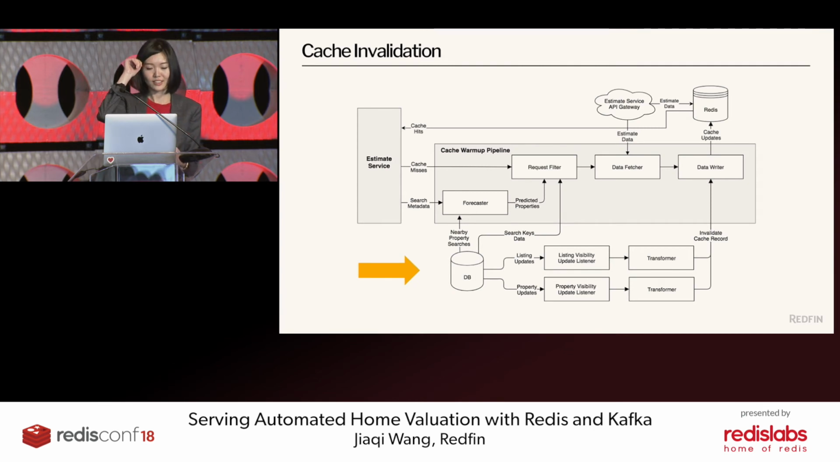Cache invalidation. Now that we have a fancy asynchronous pipeline running to update the cache, we piggybacked on that and built 2 additional streams to invalidate the cache when estimate visibility changes. Due to the limit of time, I'm not going to go into details today, but they were built in a very similar fashion to the cache warmup pipeline.